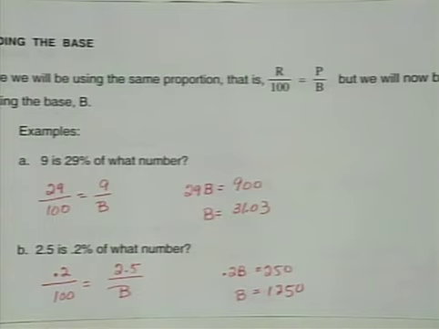When the words in the problem say what is, we're looking for the part. When it says of what number, we're looking for the base. I ended up with 1,250.